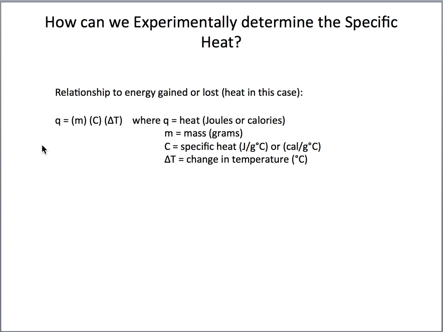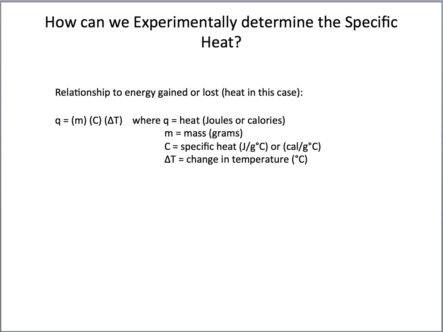Okay, and that's defined here. So Q equals mc delta T. So Q equals heat, m is equal to the mass, C is equal to the specific heat, and delta T is equal to the change in temperature. So if you say this out loud, the heat gained or lost by a substance is equal to the mass of that substance times its specific heat times the change in temperature for that substance. Okay, that develops this important relationship between the heat gained or lost and the specific heat.